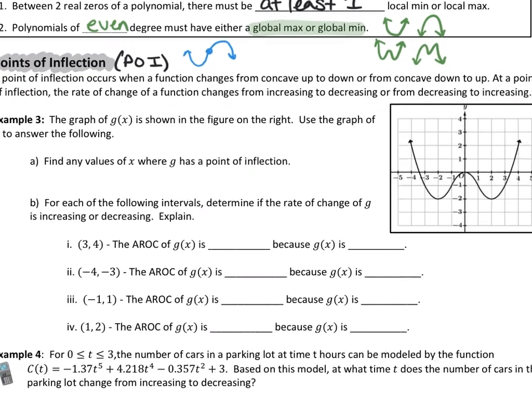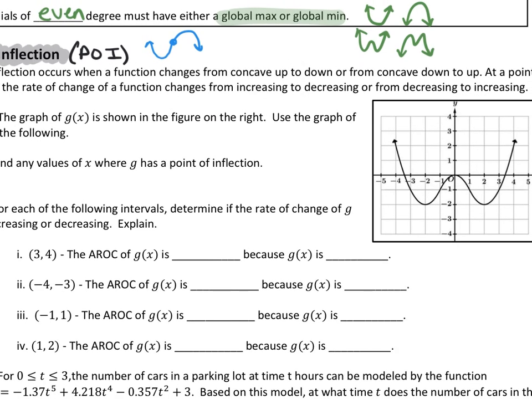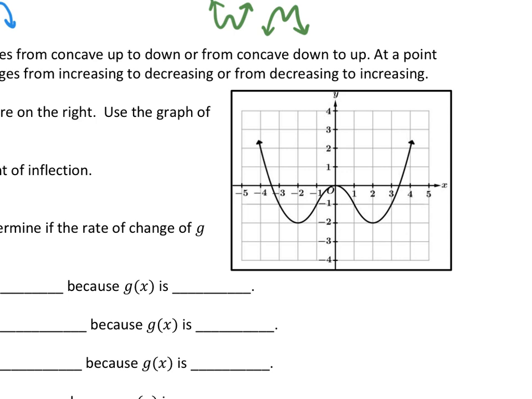So we're going to use this graph here, and I'm going to struggle to show everything all at once. Okay. It says, the graph of g of x is shown on the figure. Use the graph of g to answer the following. Find any values of x where g has a point of inflection. Before we do that, take your highlighter, and I want you to highlight all of the extrema, maxes and mins.